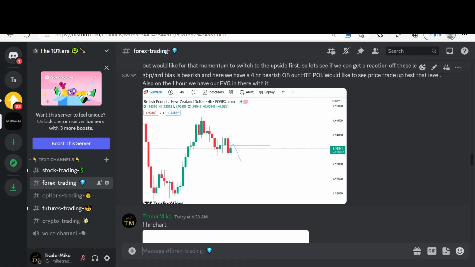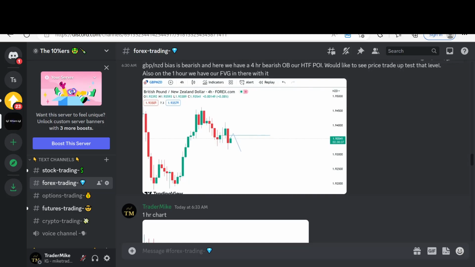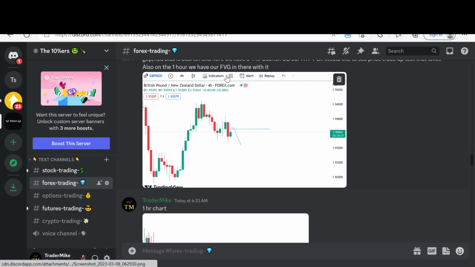Okay, and as I said, our higher time frame point of interest, that's what those stand for. HTF, higher time frame, POI, point of interest. Would like to see price trade up, test that level. And I said also on the 1 hour, we have our fair value gap in there as well.